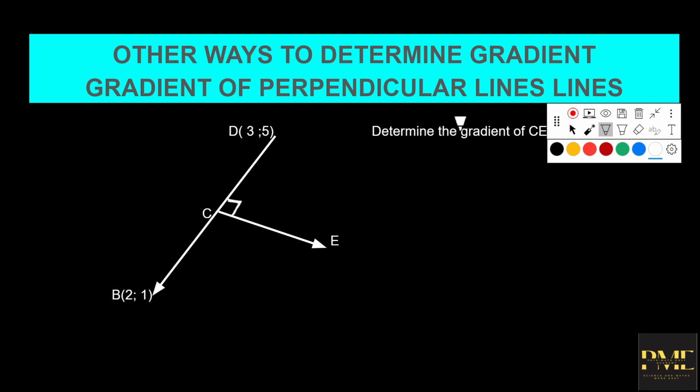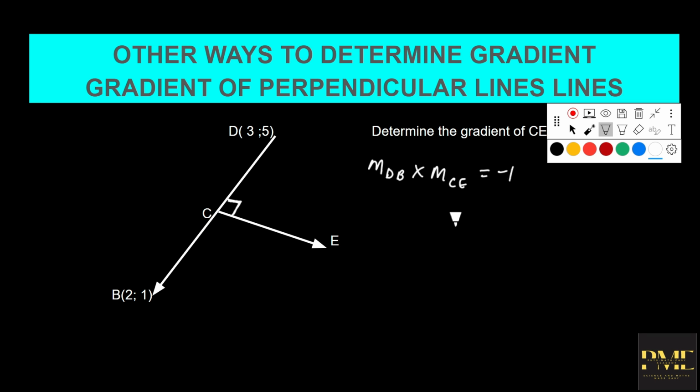Now, we are also required to calculate the gradient of line CE, okay? So what does it mean that the lines are perpendicular in terms of gradient? It means that if you multiply their gradients, you always get -1. For example, you're given two lines, in this case, right? The fact that CE is perpendicular to DB means that the gradient of line DB multiplied by the gradient of line CE will always give -1. Okay, you will always get -1.